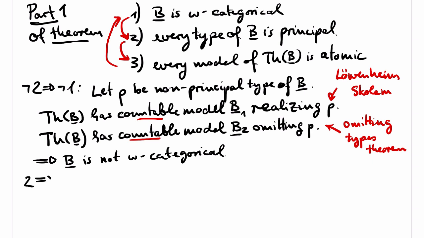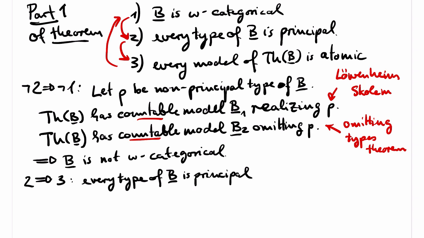For the implication from 2 to 3, we assume that every type of B is principal. So in particular, B and any other model of B does not realize any non-principal types, because there are no non-principal types. And this is precisely what it means to be atomic. So all models of the first-order theory of B are atomic.